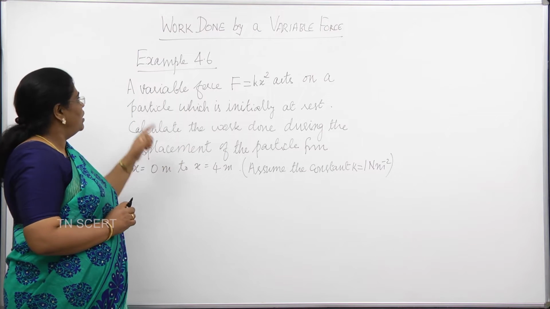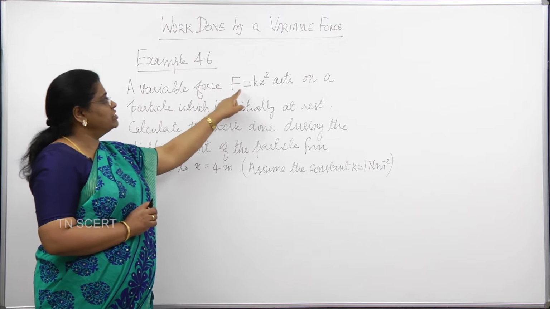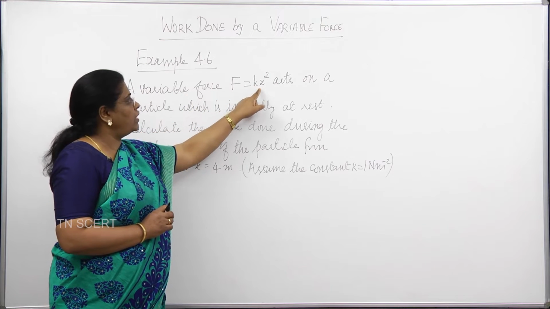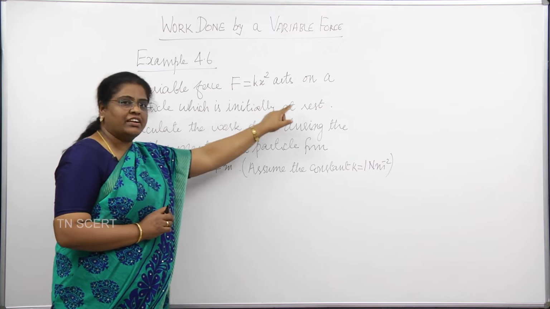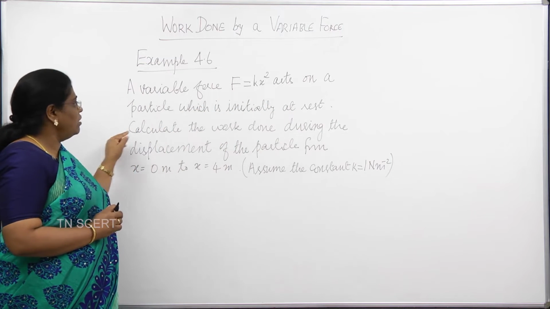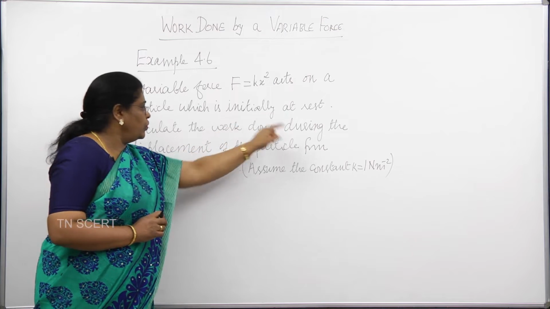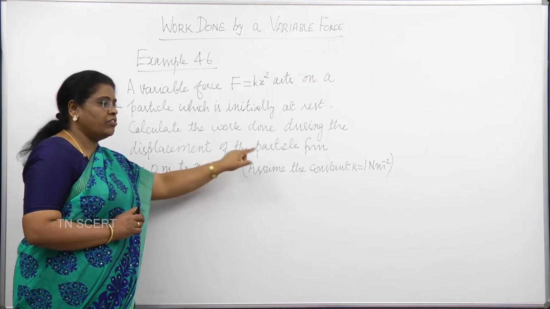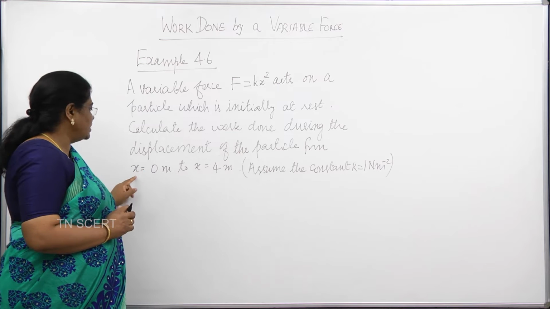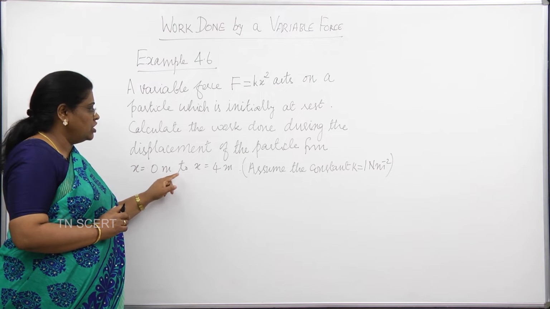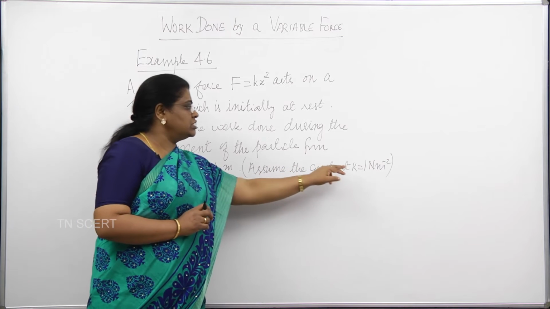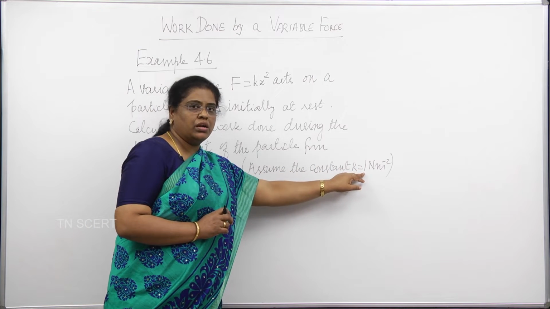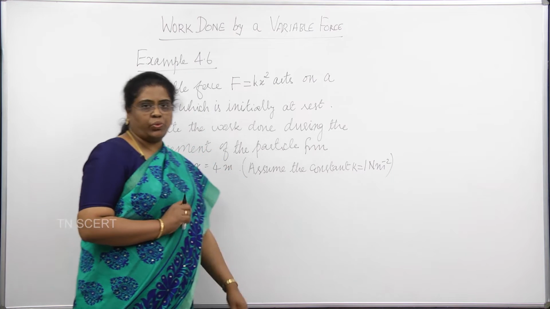Let me read. Variable force F is equal to kx squared acts on a particle which is initially at rest. Calculate the work done during the displacement of the particle from x equal to 0 meters to x equal to 4 meters. Assume the constant k to be equal to 1 Newton per meter squared.